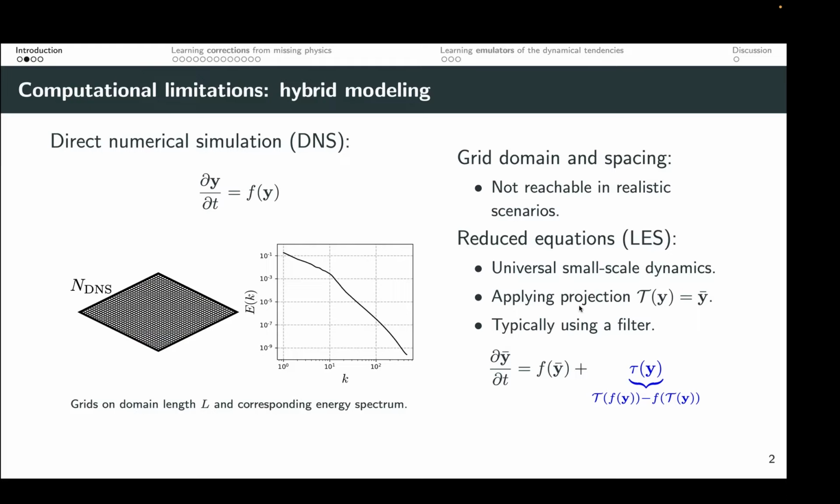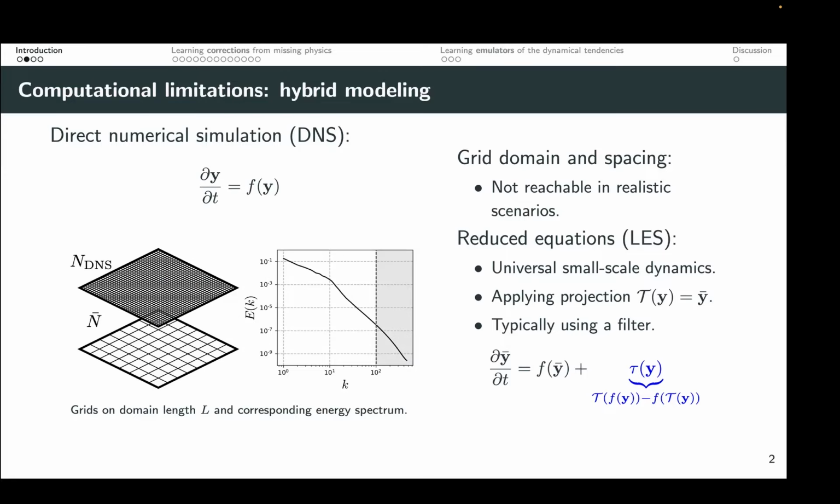So what people do is use what they call LES, large eddy simulation, where the initial equations are projected on a coarser grid. In the equation you have the original dynamics on a coarse-grained grid, but you also have to solve for this subgrid term, the subgrid forcing. The effect of this subgrid forcing is to take into account what's happening on the smallest scales that have been removed from the simulation. That's the goal of subgrid parameterization.